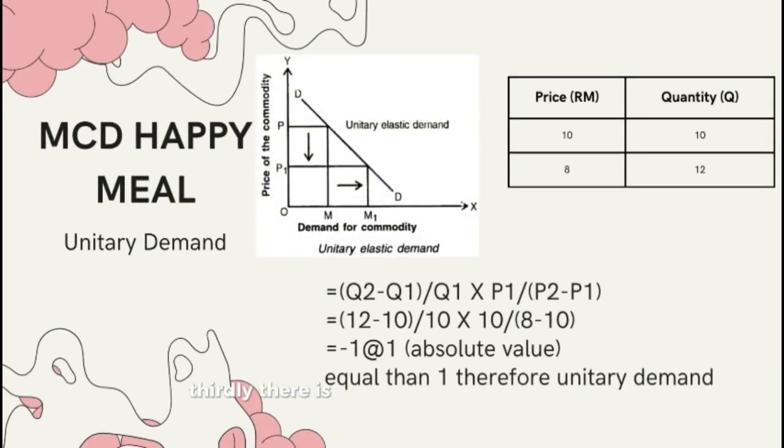Thirdly, there is unitary demand. As you see, this is what the graph of unitary demand looks like. For this quantity, I will use Q1 for 10 and Q2 for 12. As I said, I will use the first method, so I will put the numbers in the formula and calculate it perfectly. After I get the answer, I ignore the negative and the absolute value is 1. Unitary demand must be equal to 1. So the answer is equal to 1, therefore unitary demand.